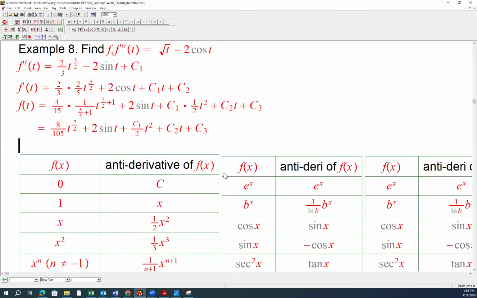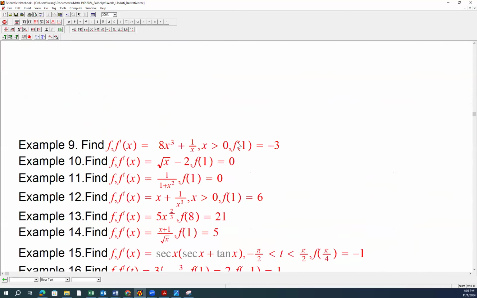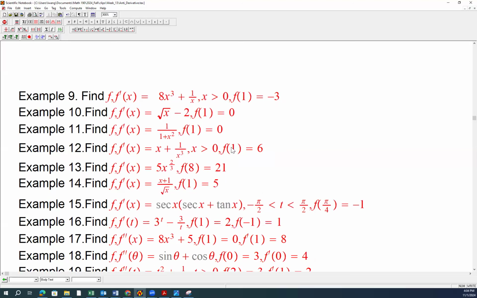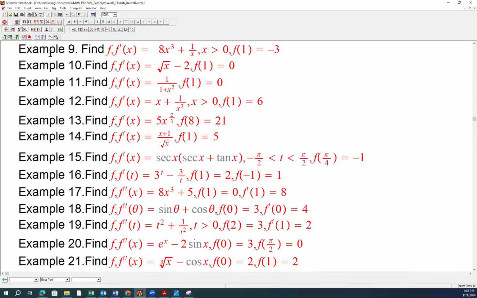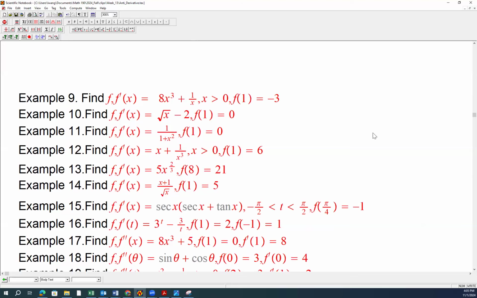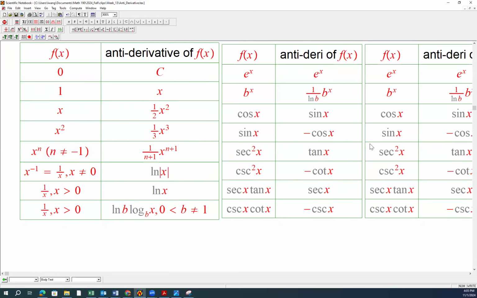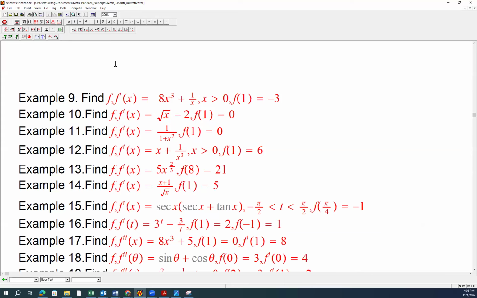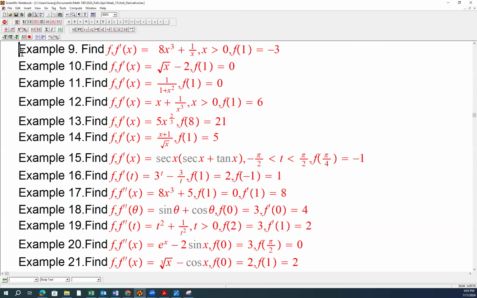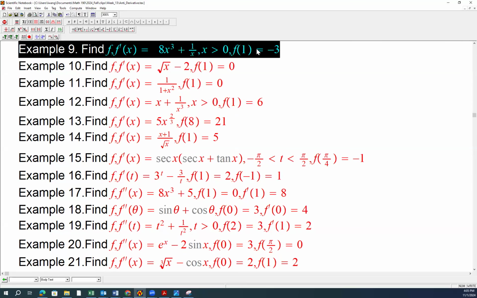Number 8. So you can see we start to see a variety of functions. Next, we're going to see examples with initial conditions or additional conditions. Okay, so let's get started. Number 9.